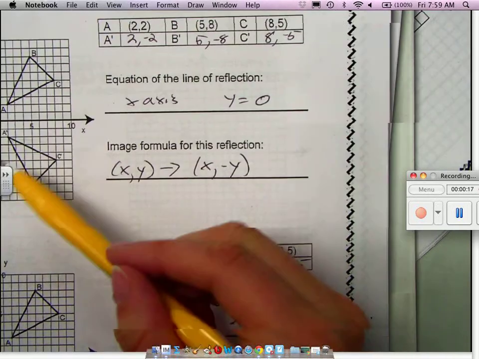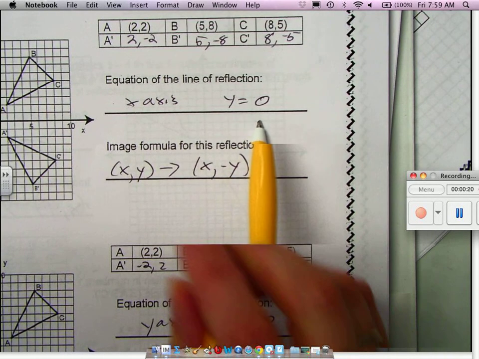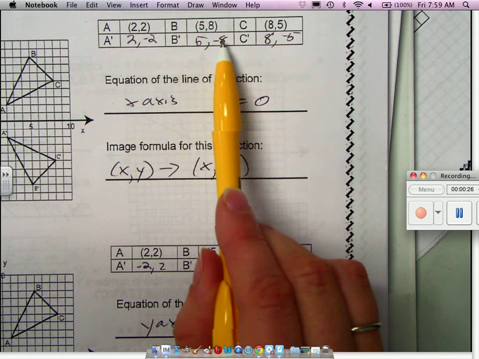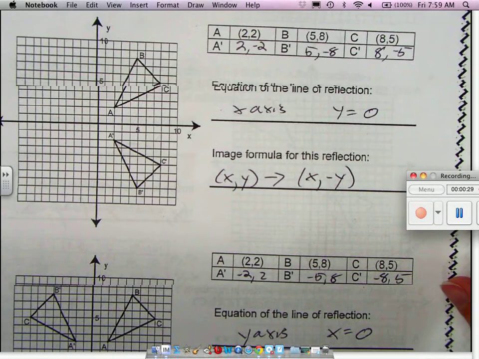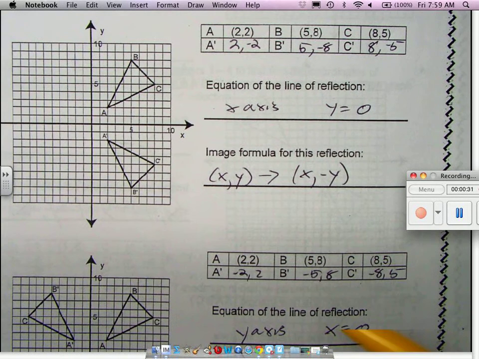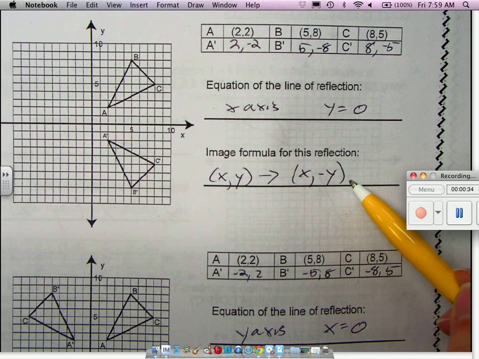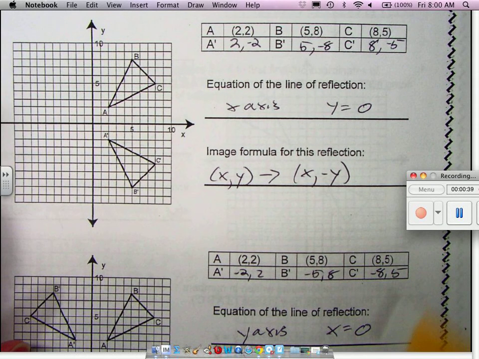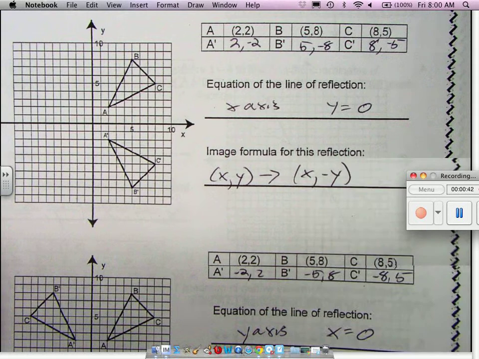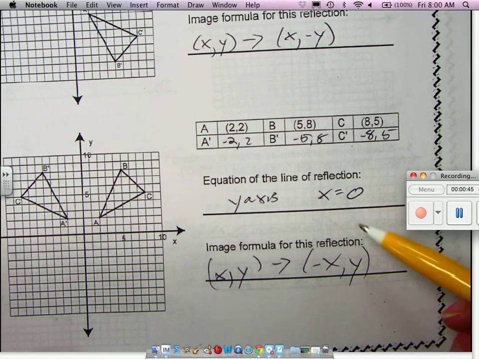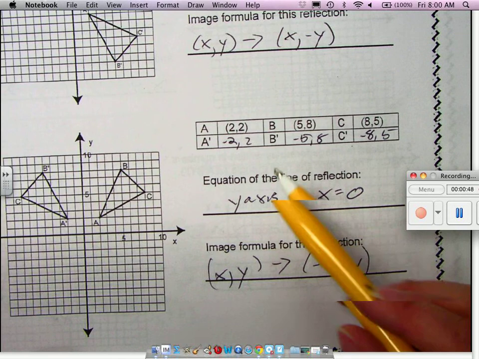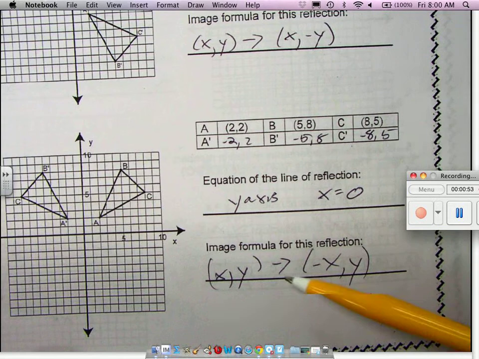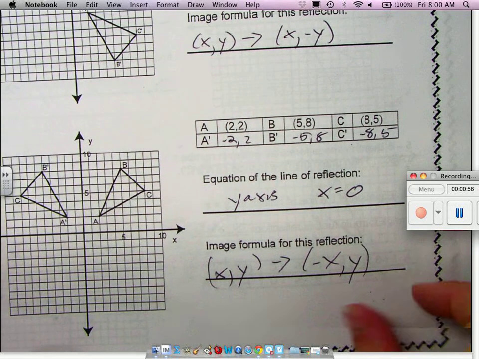First we're reflecting over the x-axis, or y equals 0. Our new points for A naught, B naught, and C naught are (2, -2), (5, -8), (8, -5), and it becomes (x, -y) as our image formula. The A naught, B naught, C naught stands for the image of A, B, C after we do a transformation. Number 2, we're reflecting over the y-axis, or x equals 0, and the points are (-2, 2), (-5, 8), (-8, 5), and the image formula is (-x, y).